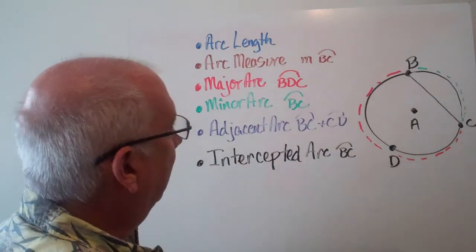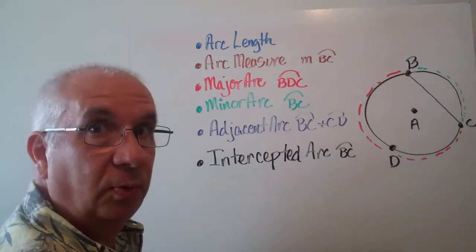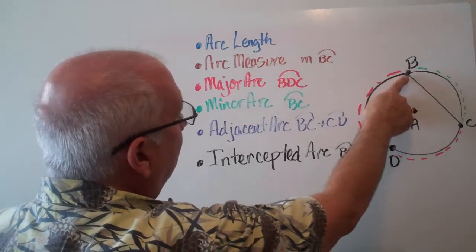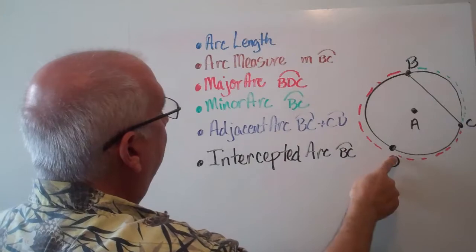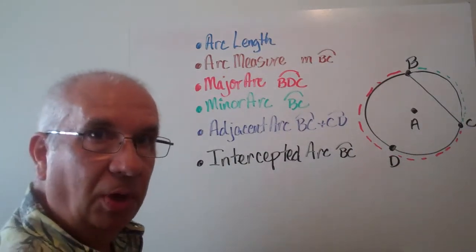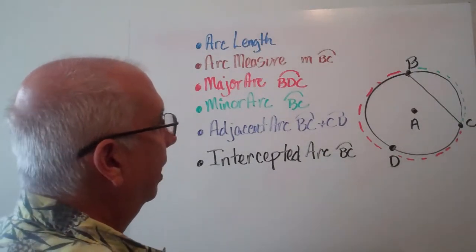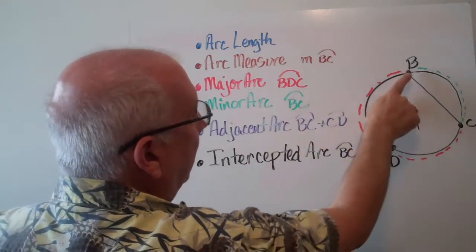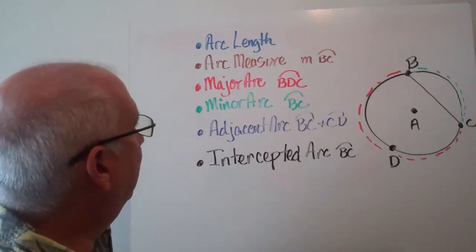The major arc is always identified by 3 points. In this case, the major arc that's marked is major arc BDC. That's in red. The minor arc is the one that's less than 180 degrees. That's the smaller. So the minor arc here would be arc BC.